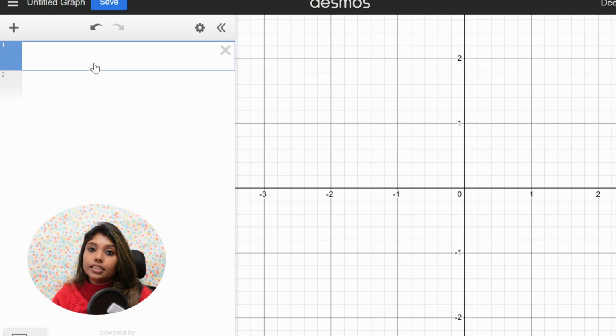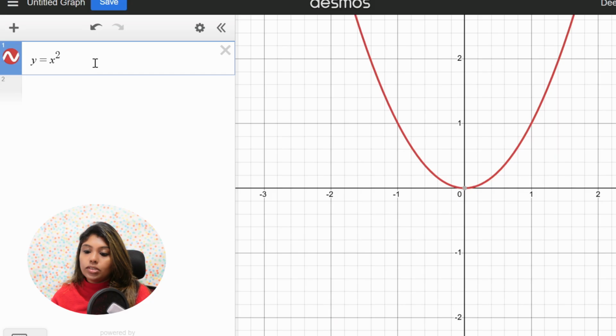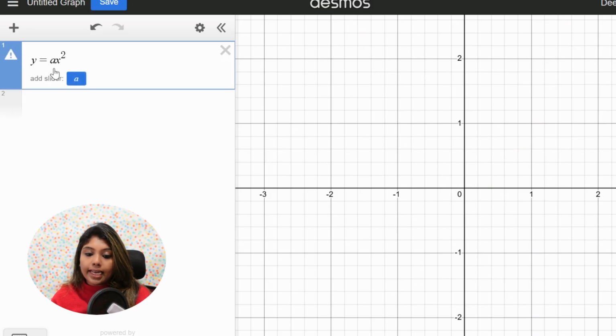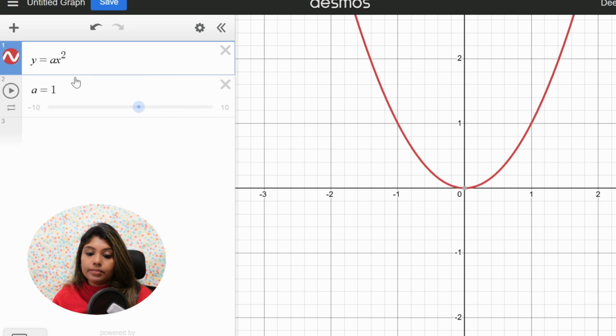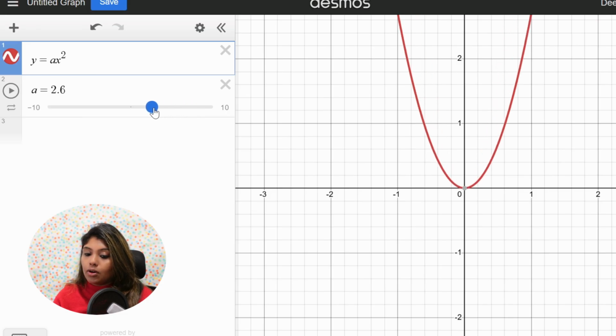Now we'll start with the basic quadratic polynomial, which is y equals x squared. So this is how the graph of y equals x squared looks. Now I'm going to include a slider by adding an a as a coefficient of x squared. Now let's see what happens when I keep changing the value of a. When I increase the value of a, this is how my parabola looks. And when I decrease it, this is how it looks.